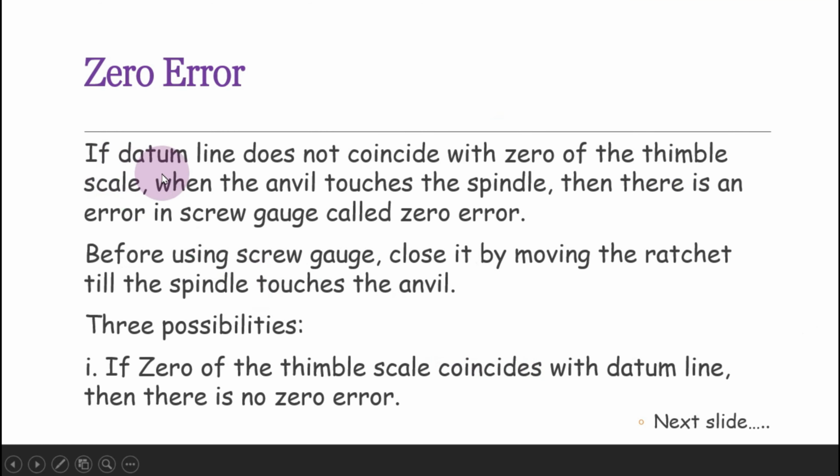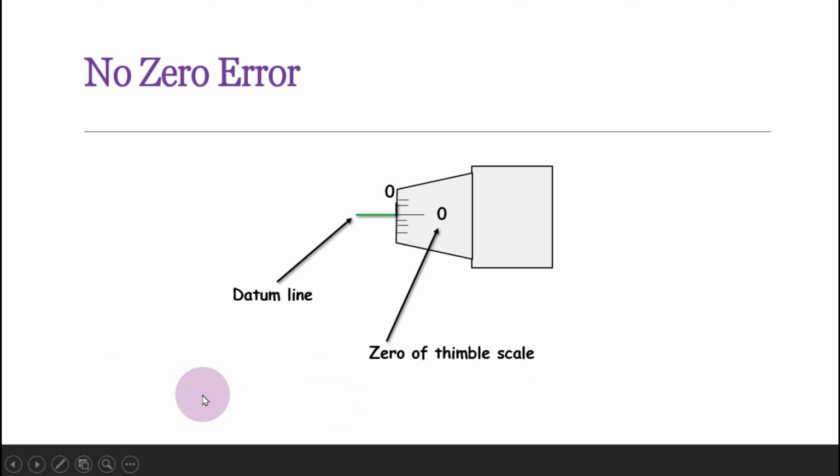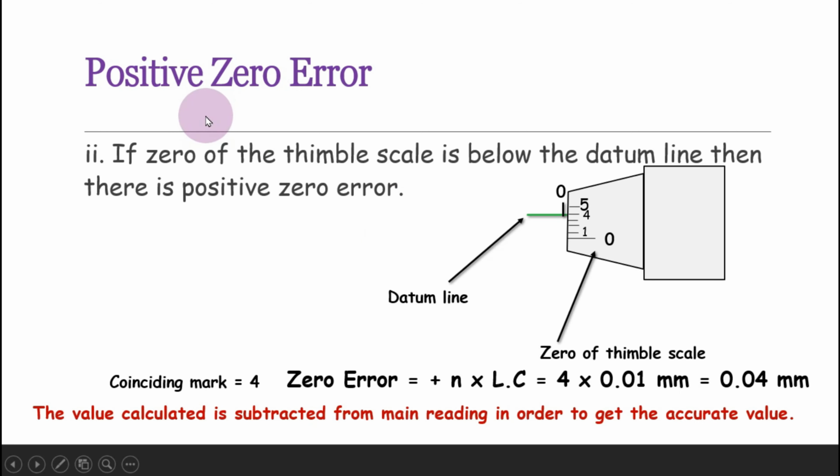What is zero error? If the datum line does not coincide with the 0 of the thimble scale when the anvil touches the spindle, then there is an error called zero error. Before using the screw gauge, close it by moving the ratchet till the spindle touches the anvil. Then there are three possibilities. Number one, if the 0 of the thimble scale coincides with the datum line, then there is no zero error. For example, here this is the 0 of the thimble scale, and suppose this is the datum line, they are exactly coinciding with each other, so there is no zero error.